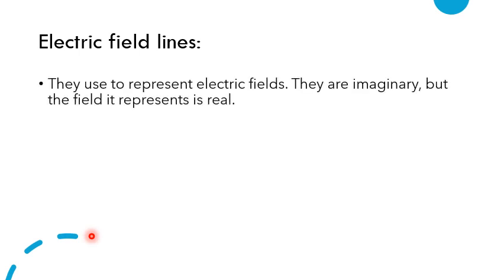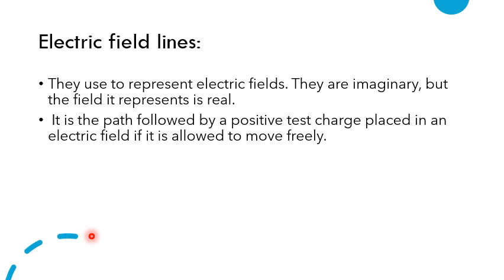So far, we have learned about what an electric field is and how to find the strength of the electric field. So now the next question is how to represent an electric field. We cannot take a direct photograph of an electric field, right? So we should have certain ways to represent an electric field. We use electric field lines to visualize an electric field. These field lines are imaginary, but what is represented by the field lines, that is the electric field, is a real one.